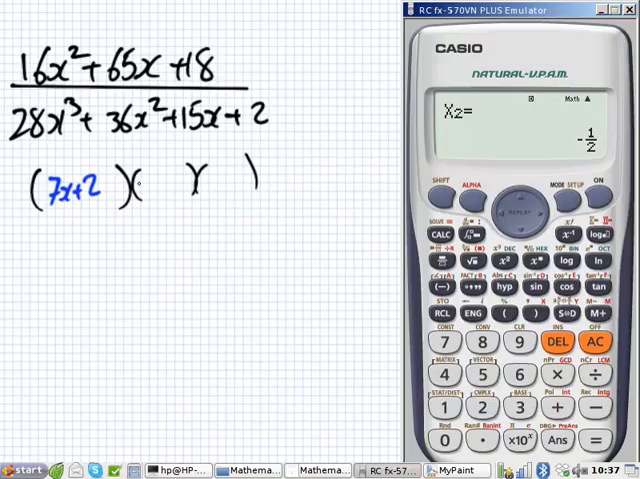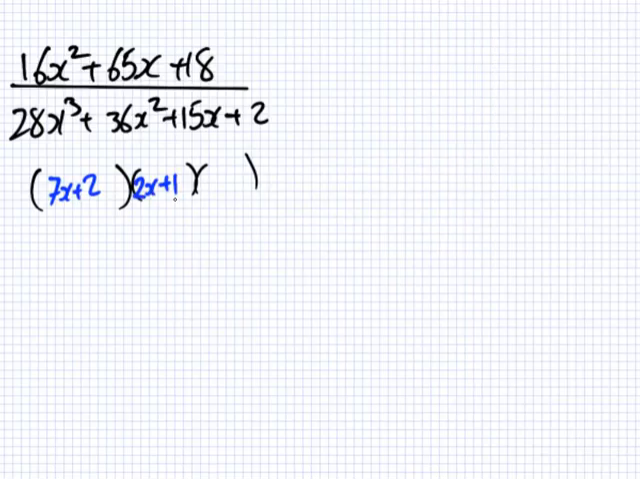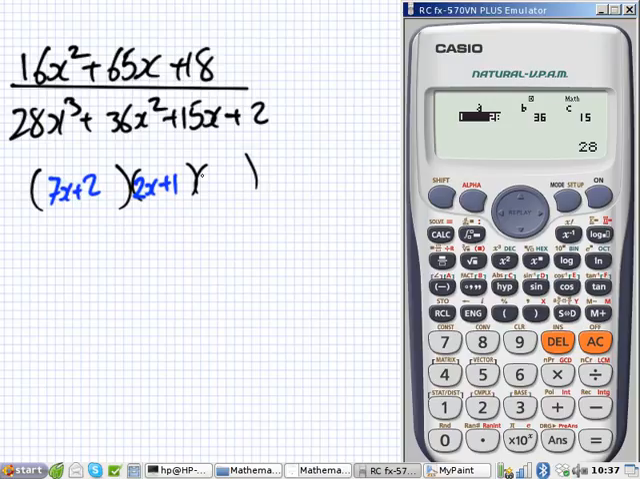2x plus 1. And then that's it. What's happened? Why did the calculator only give me 2 factors when there should be 3? One of them's repeated. Which? Excellent question. That's why I wanted to do it.